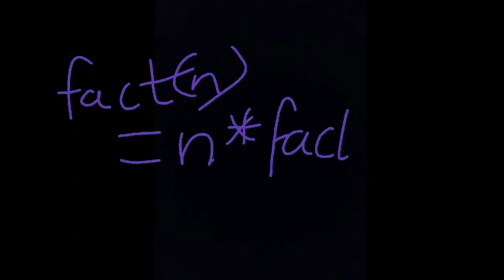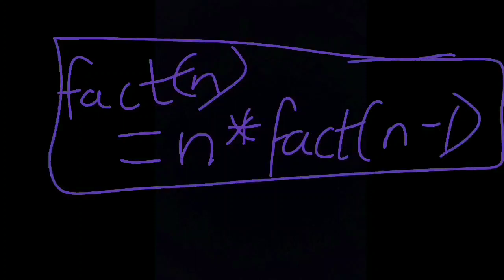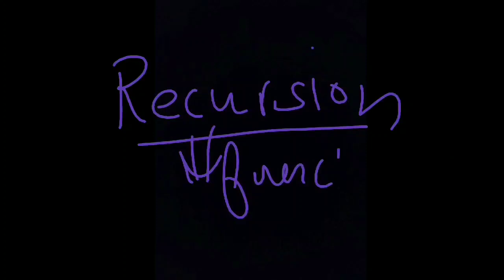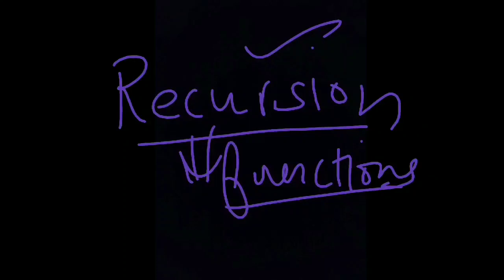So this fact of n, that is the factorial of any number, is equal to n times fact of n minus 1. The factorial of 5 is 5 times the factorial of 4. This is very important. If I implement this concept in programming, it will be called recursion. I'll be using recursion to do this. Recursion is studied when we study all about functions in C++.